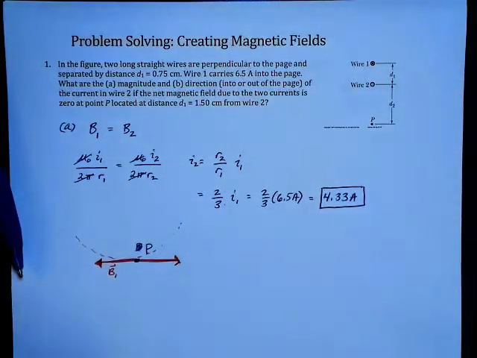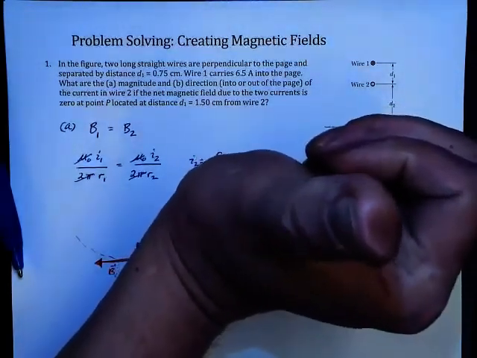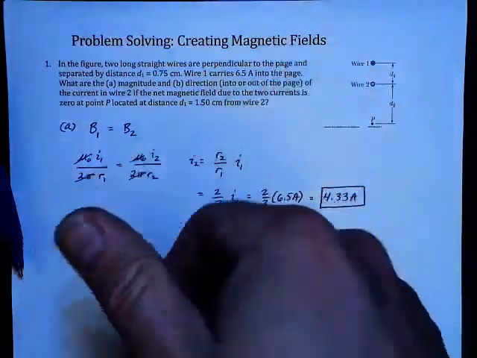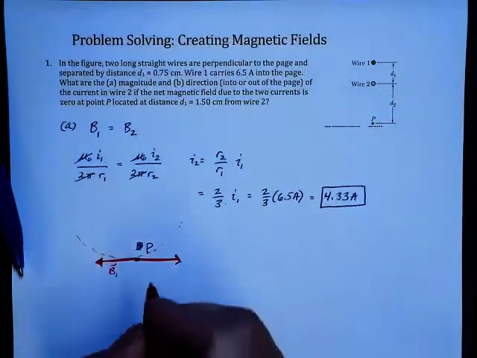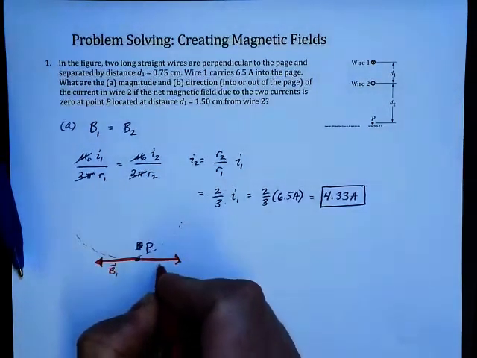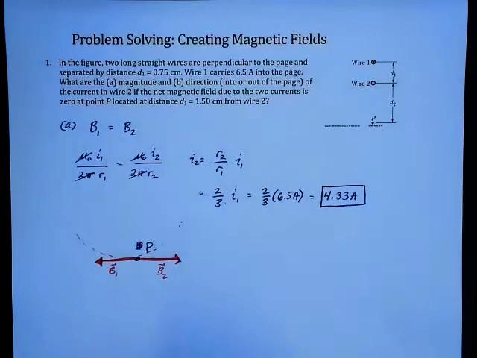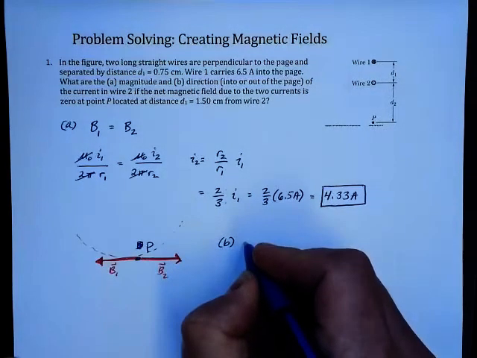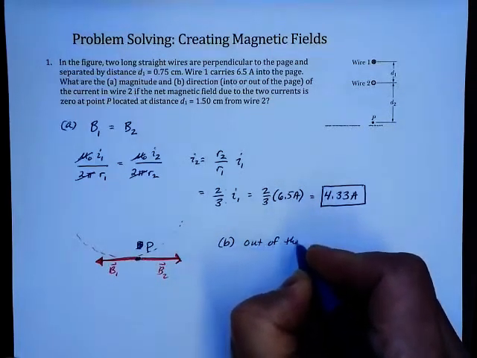And again, using that same idea, because wire 2 is above the point, if I point my thumb up out of the page, my fingers curl around in a counterclockwise direction, which at point P directly below would produce a magnetic field to the right. That means that the direction of the current in wire 2 is out of the page.